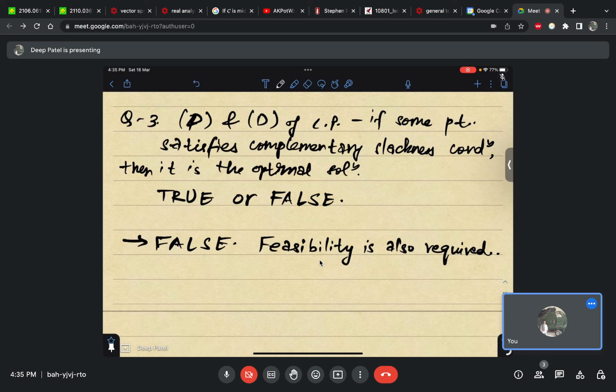If one of the constraints happens to be inactive, then the corresponding variable in the dual optimization problem happens to be zero. This is something we need to be careful about. So feasibility is always to be checked.